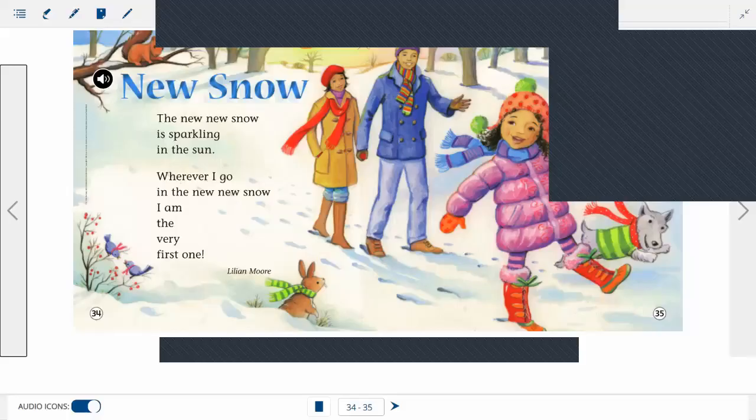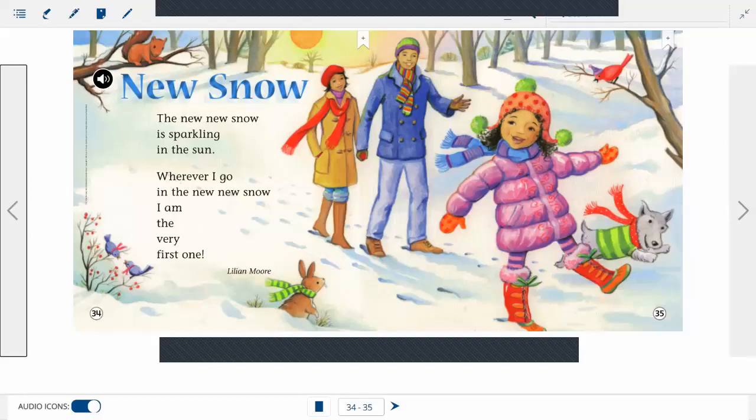We are going to read some poems. Now, good readers sometimes use the text and the illustrations to make pictures in their mind of what's happening in a story or a poem. Look at this picture here on page 34. What pictures in your head do you have about what you would be doing on a day like the one in this picture? Would you maybe be making a snowman or going on a sled?